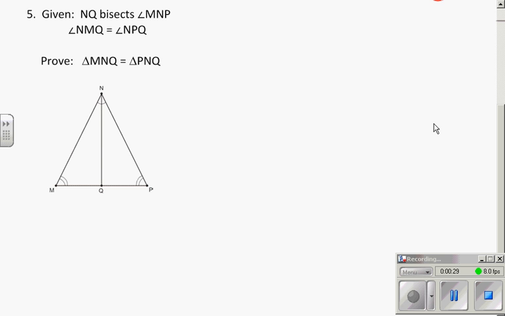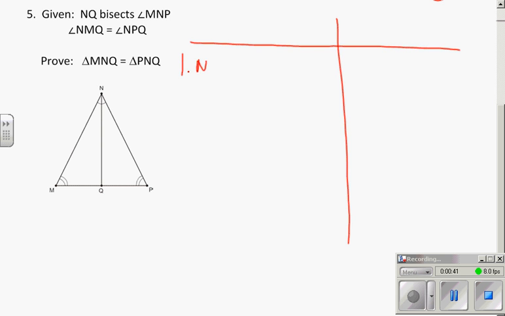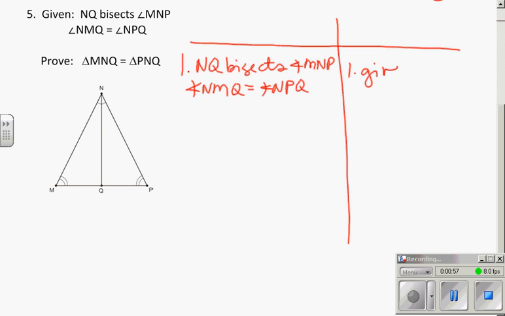Now, we worked from day one on if I give you a statement, what can you conclude? And that was getting you ready to do proofs. So we always make our big T-chart and we write down our given, that NQ bisects angle MNP, and angle NMQ is equal to angle NPQ. That is our given information.